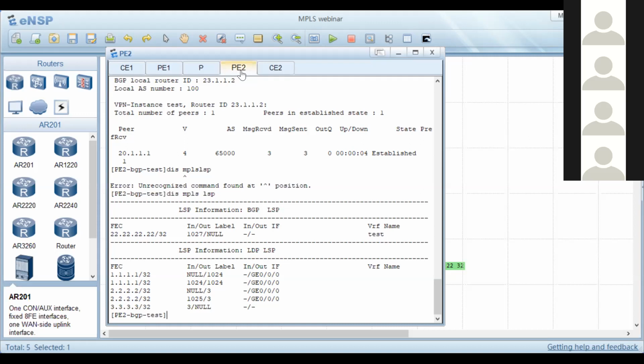No, no, not the in label. That means the one that comes from this FPC, the one that comes from PE1. As you can see, the in label is null, not the other one, because this one is in the direction of the PE1. You see, that's why.